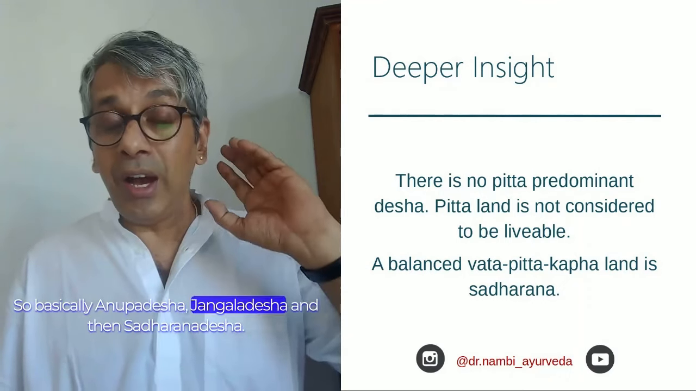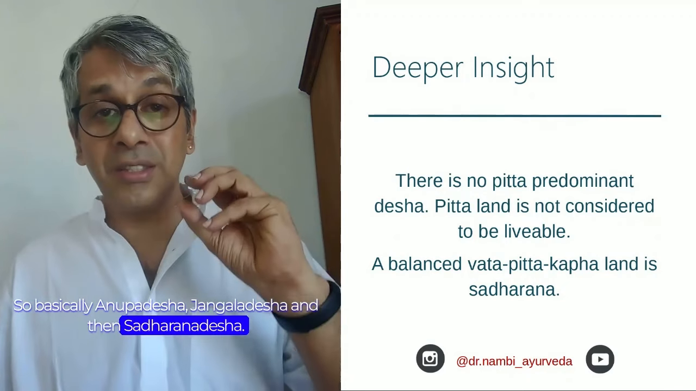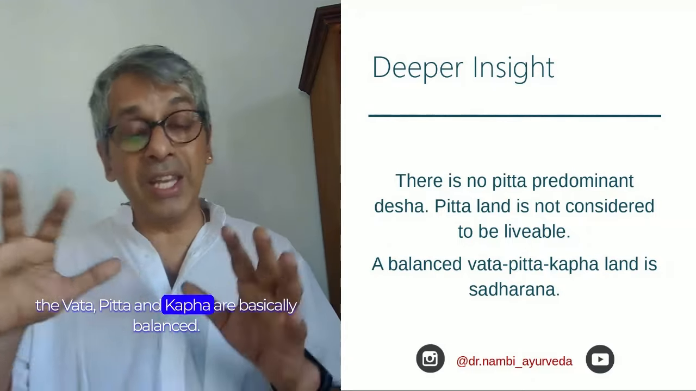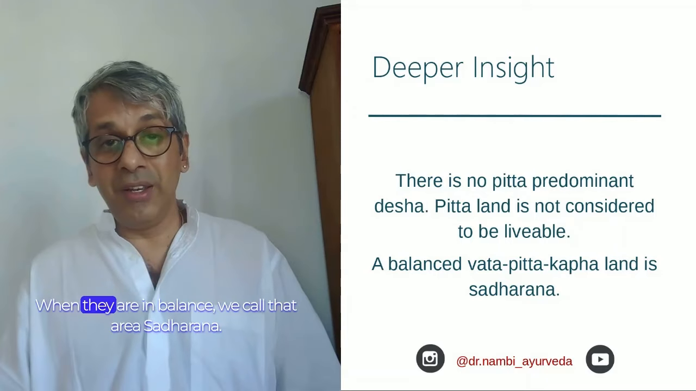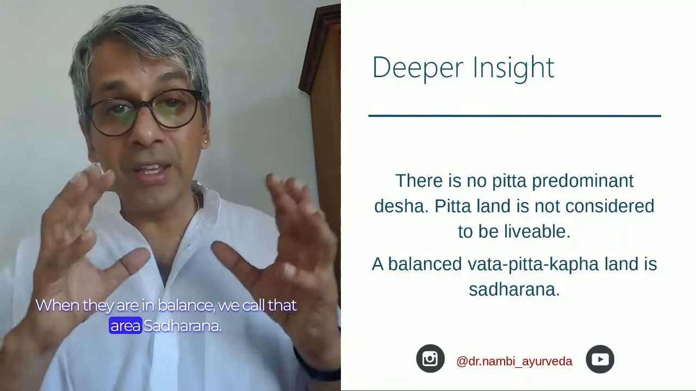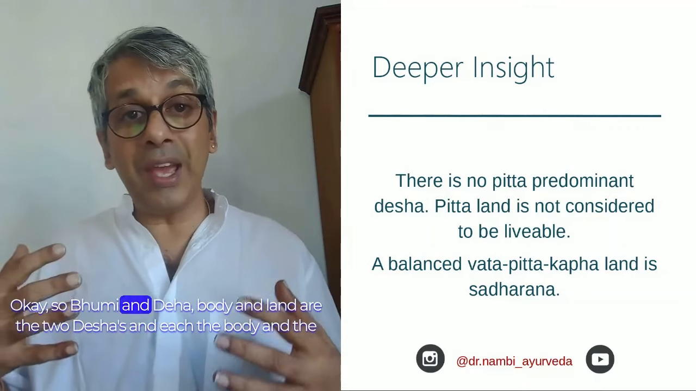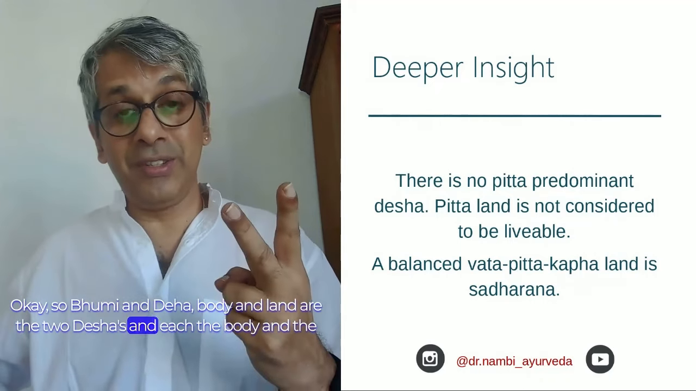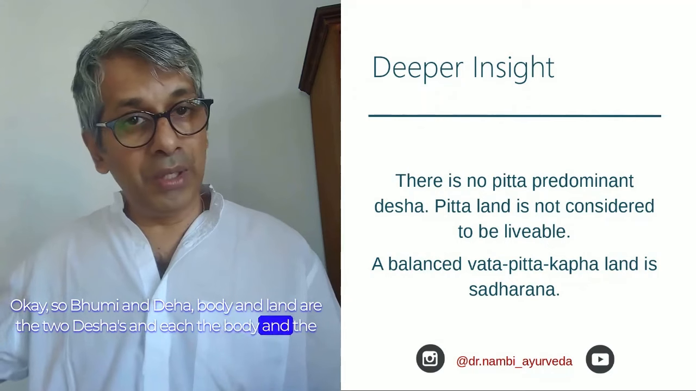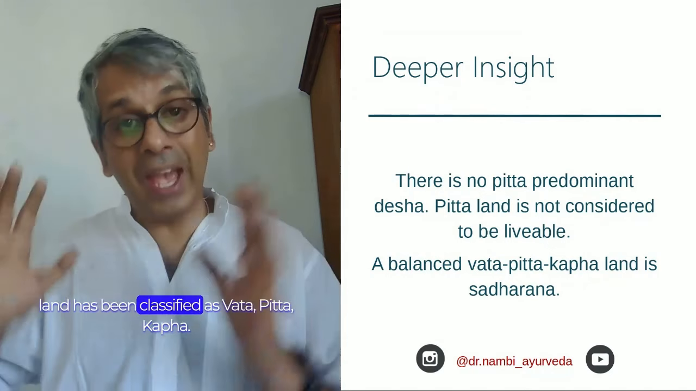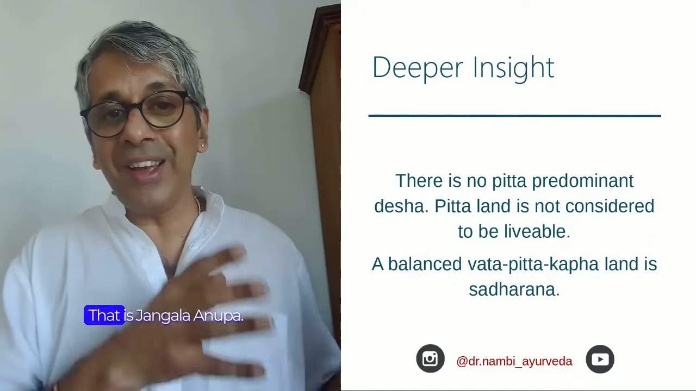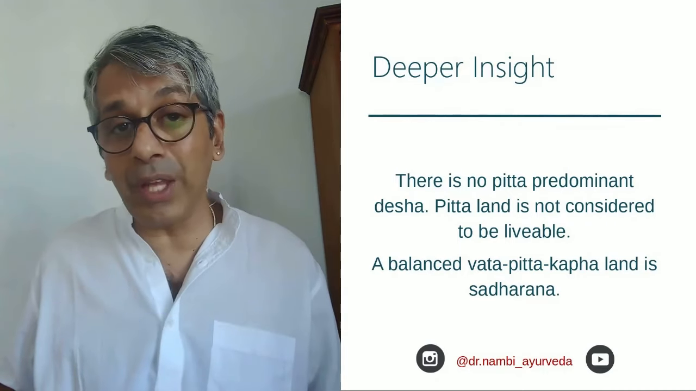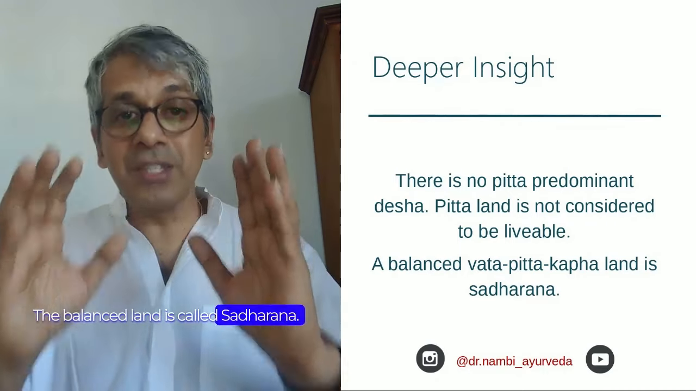So basically, Anupadesha, Jangala Desha, and then Sadharana Desha. Sadharana Desha is a land where Vata, Pitta, and Kapha are balanced. When they are in balance, we call that area Sadharana. So Bhumi and Deha, land and body, are the two Deshas, and each has been classified as Vata, Pitta, Kapha. That is Jangala and Anupa, but there is no predominantly Pitta land. The balanced land is called Sadharana.